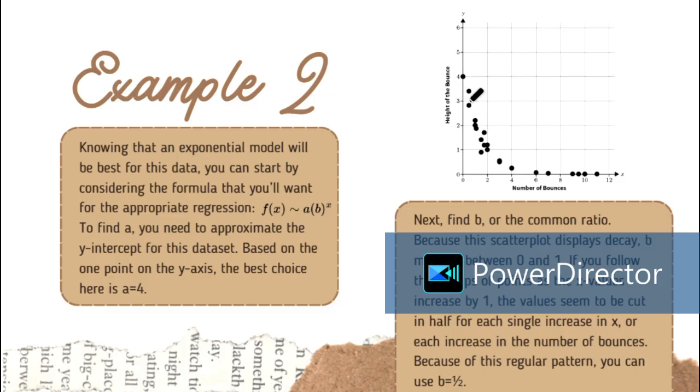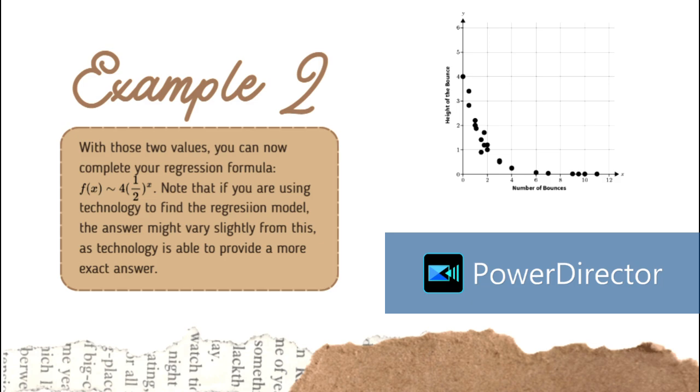So we're going from like 4 to about 2. Oh no, this is 1. Okay, 4 to 2 to 1 to 1/2 to 0. Okay, looks like they're getting cut in half. With those two values, you can now complete your regression formula f of x, woohoo! 4, which is our y-intercept, and 1/2, which is our rate of change, okay? Raised to the power of x.